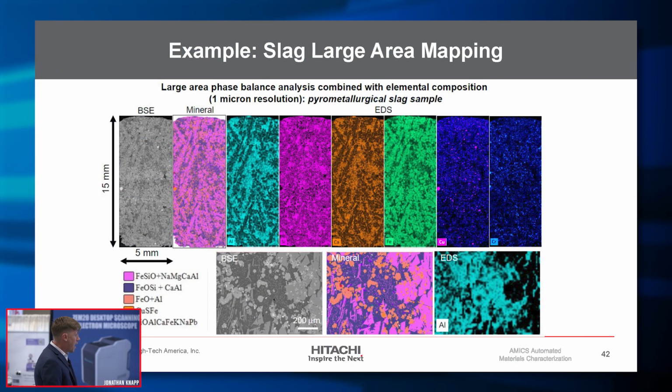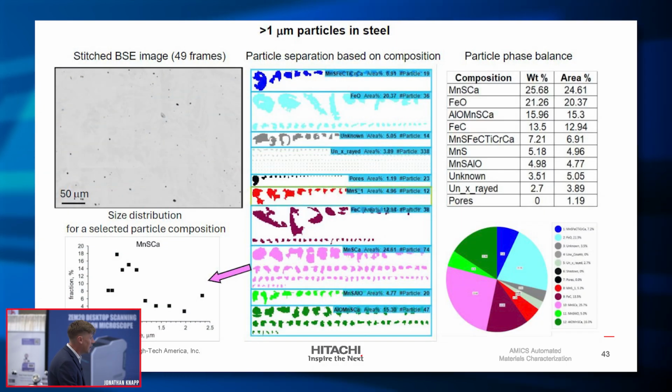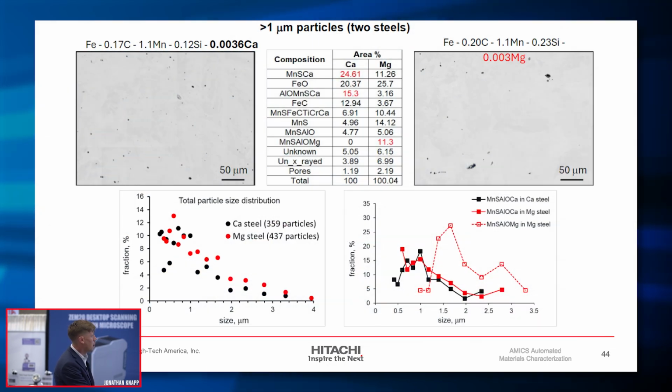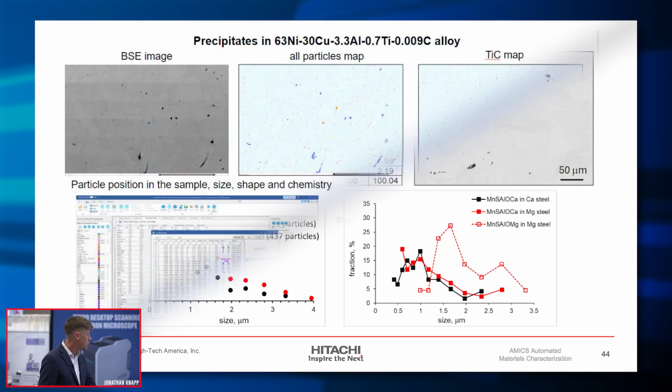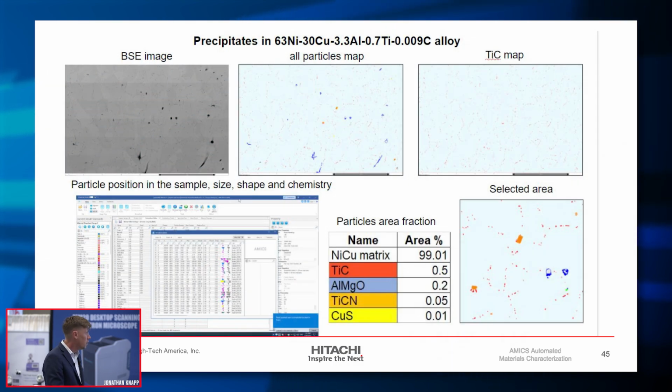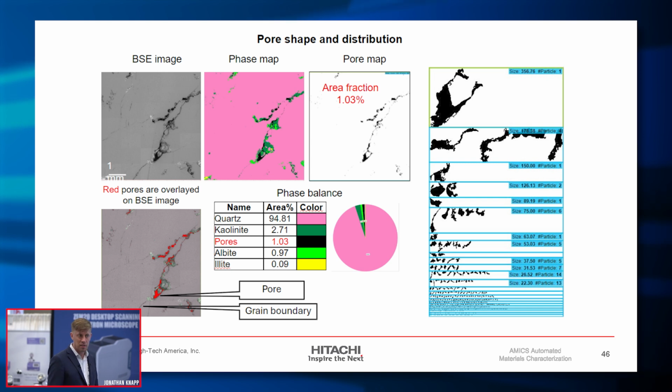This is slag, large area mapping, 5 millimeters by 15 millimeters. Again, a nice big sample, which is cool. I love this one. This is small particles in steel, and quantifying what those particles are over large areas, and the shape analysis from those. Comparing two different steels and the data from two different steels. This was used for identifying the source of the cleanliness issues. Looking at different types of precipitates in steels. And pore shape classification and extraction.